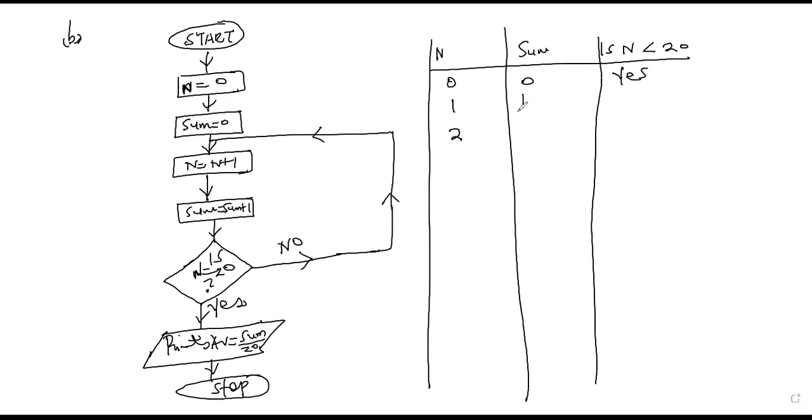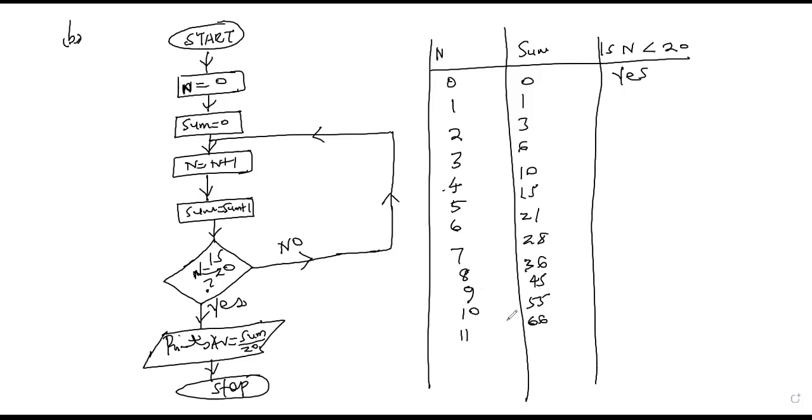If you say 2, it will be 1 plus 2, which will be 3. If you say 3, it will be 3 plus 3, which is 6. If you say 4, it will be 6 plus 4, which is 10, the sum. If you say 5, it will be 15. If you say 6, it will be 21. If you say 7, it will be 28. If you say 8, it will be 36. If you say 9, it will be 45. If you say 10, it will be 55.